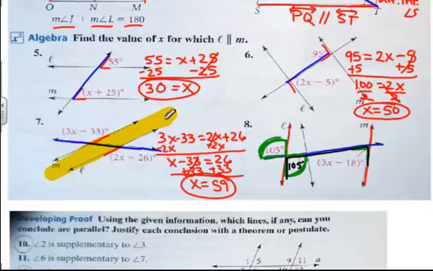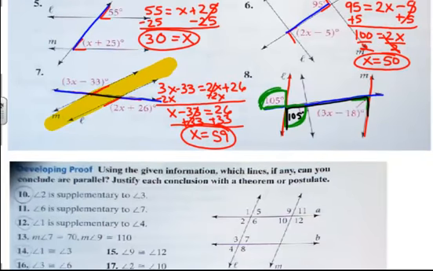So let me extend this down a little bit. So I know, I'm going to do my work right here, 105 plus 3x minus 18 has to equal 180. I'm going to combine my like terms. Get a calculator. 105 take away 18. It's 87. Subtract 87.